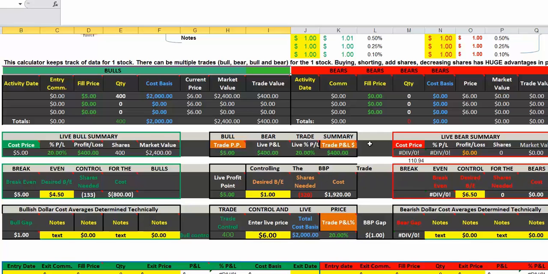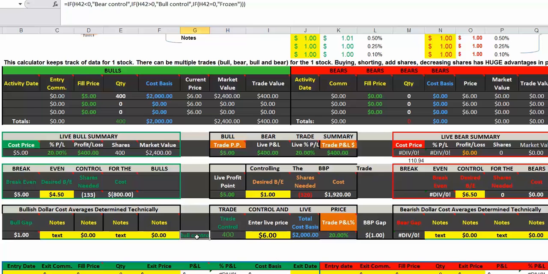So with this scenario of a fill price at $5 and a live price of $6, that means we're at a profit of $400. Our trade control window is green and it shows 400. Of course, it's showing bull control. So we will change the trade to a bear trade and use the numbers in our previous slide.